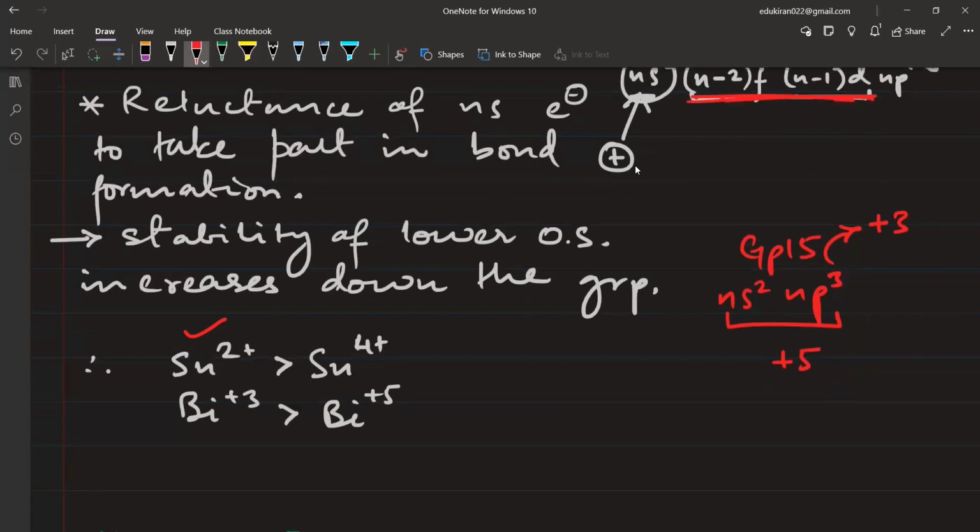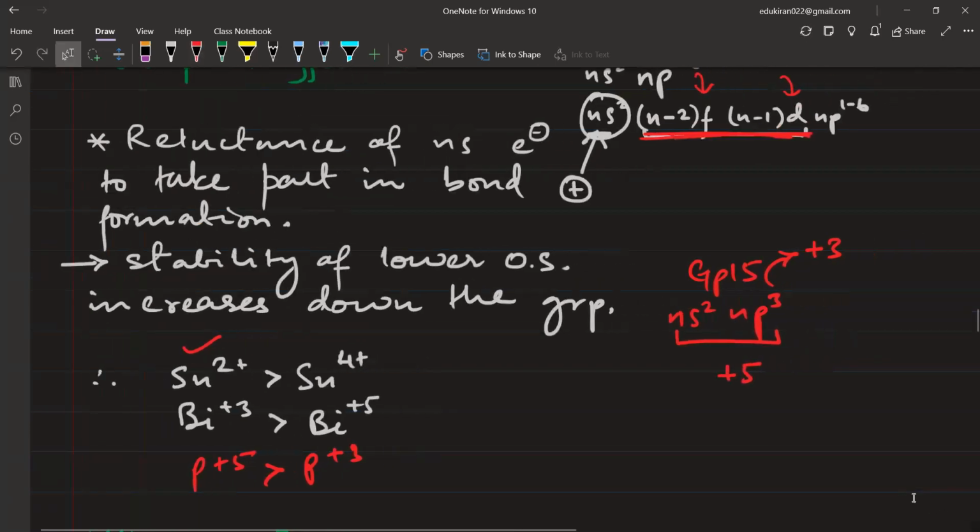Similarly bismuth is down the group, तो वहाँ पे कौन ज्यादा स्टेबल होगा? +3 will be more stable. But if I talk about let us suppose phosphorus, तो phosphorus के केस में क्या लिख सकते हैं हम? Phosphorus +5 is more stable than phosphorus +3. Why? Because it is not down the group, वो ऊपर ही है. Please write this down.